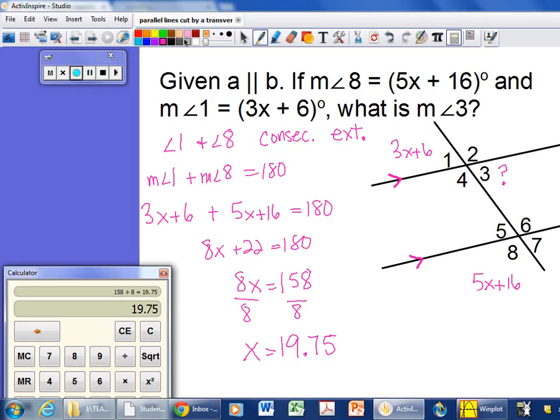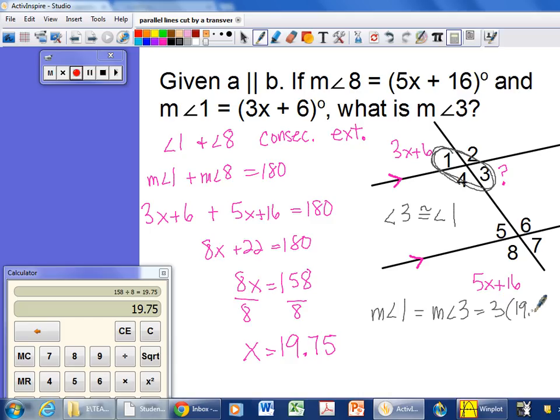Okay, and I would say the easiest relationship here is between angle 3 and angle 1. So angle 3 and angle 1 are what we call vertical angles, and we should know that vertical angles are congruent. So angle 3 is congruent to angle 1. So if I figure out what 3 times 19.75 is, and I can do that because I have a calculator, and add 6 to it, I can figure out what the measure of angle 1 is.